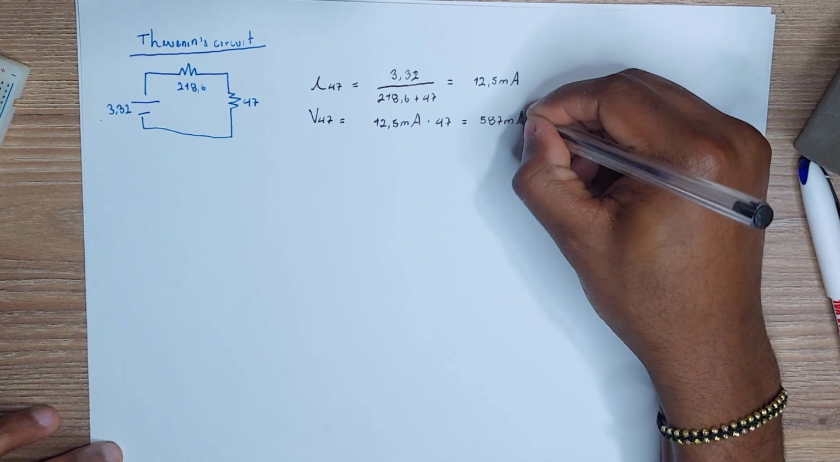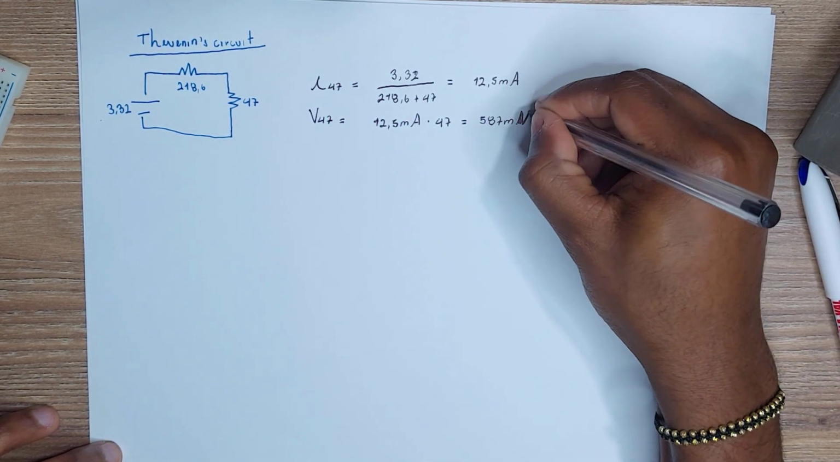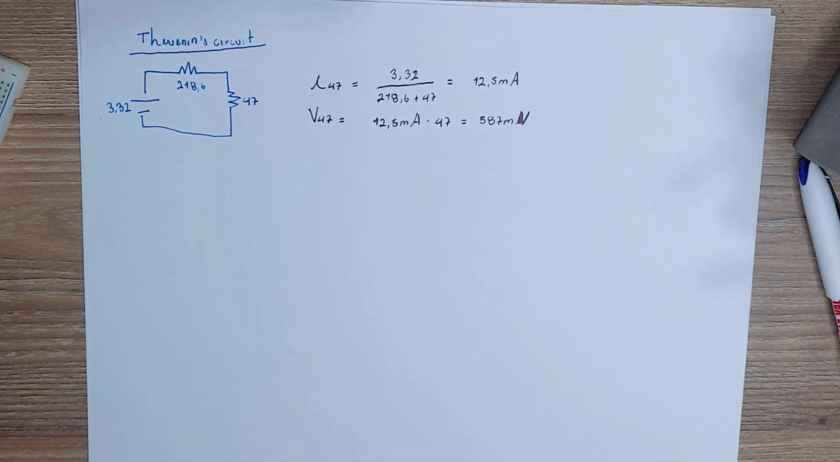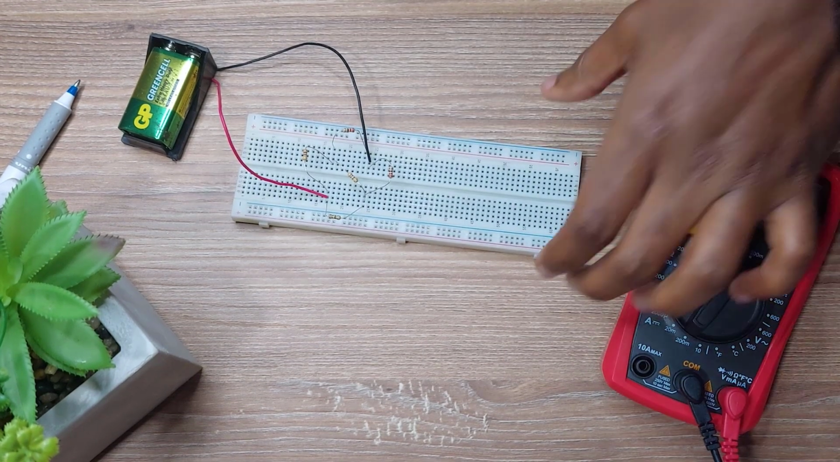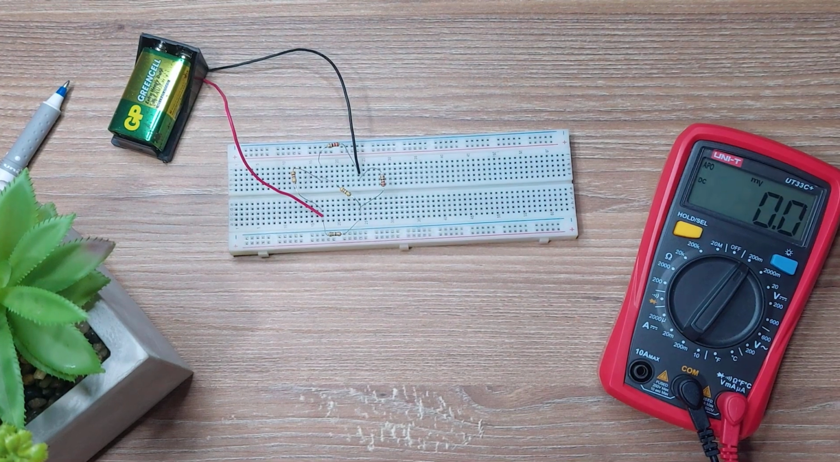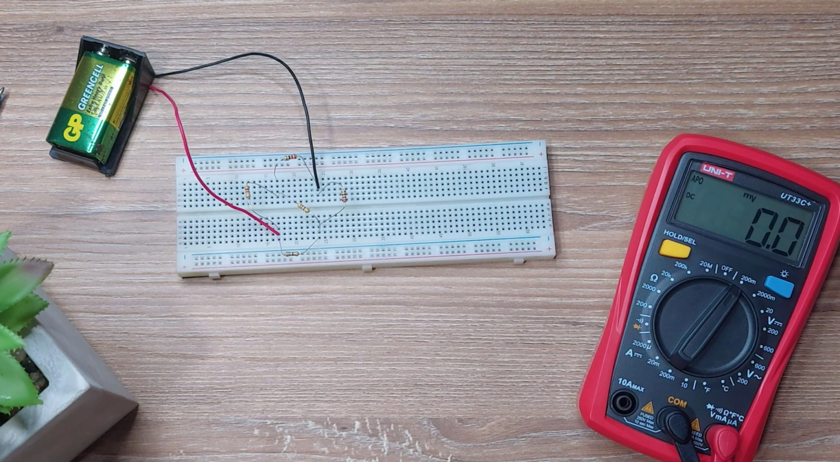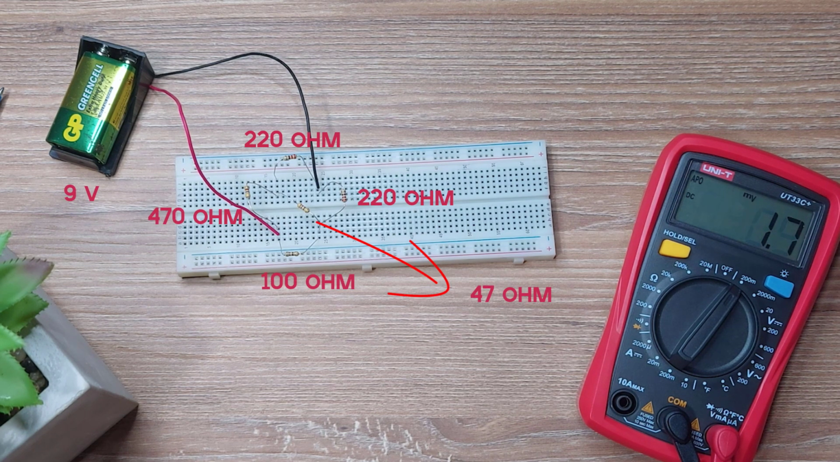Okay, so let's see the circuit on a breadboard, and we're going to measure the voltage to see how close we are. Alright, so I wanted to test whether the theory is good enough to get really close to real practical values. In this case, I have replicated the circuit on my breadboard. I have the same resistors, and I have my 47 ohm resistor, the load resistor.